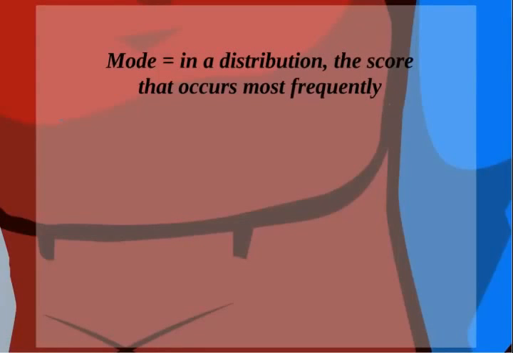So let's first talk about mode. The mode in a distribution is the score that occurs most frequently. Mode is primarily used for nominal data. Just to refresh, nominal variables are variables where you have categories, where each category is mutually exclusive. It's typically something like race, gender, sexual orientation, what neighborhood you live in, or what city you live in. All of these are nominal variables.